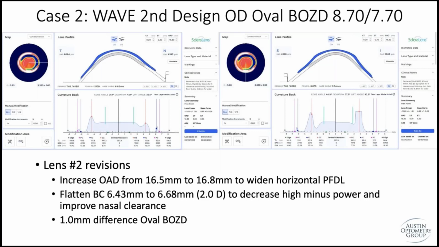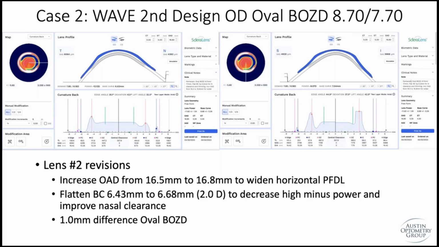So this is a second lens. I did increase the overall diameter, just to get a wider functional diameter of the lens, which is essentially that internal chamber where the fluid reservoir would be, and where the lens first lands on the eye. That's the PFDL. And then I flattened the base curve about 2 diopters, to 5 millimeters. In this area the base curve is going to be about 2 diopters. Sometimes in different base curves, that's going to be different.